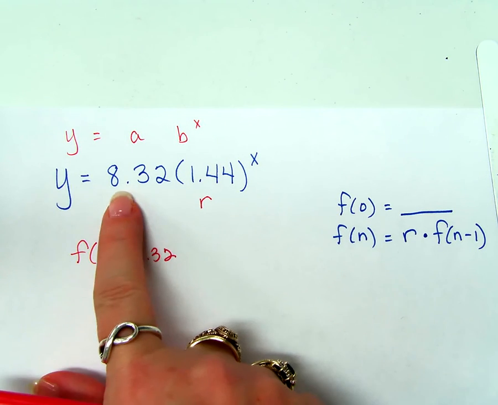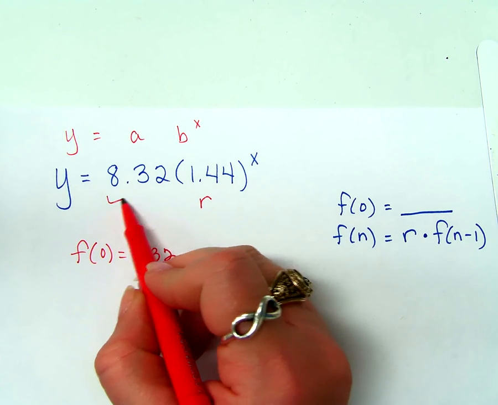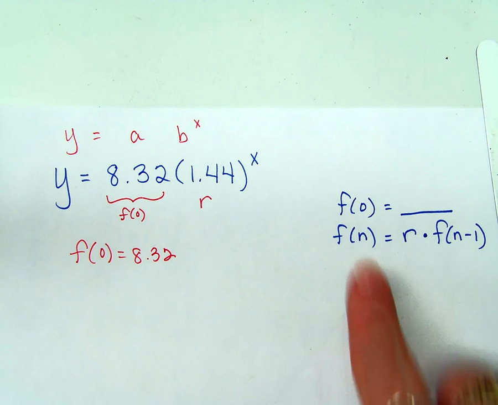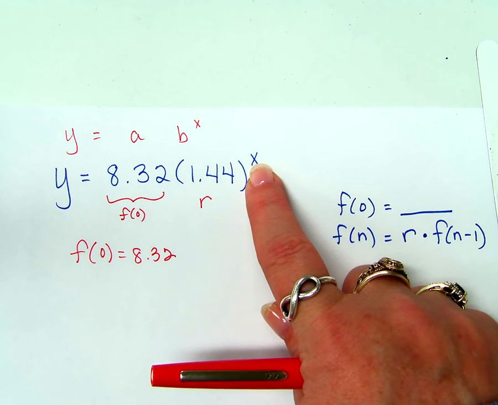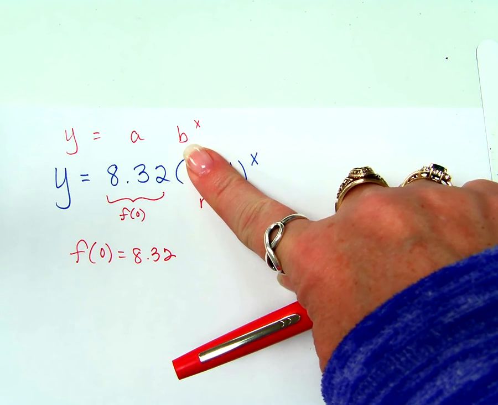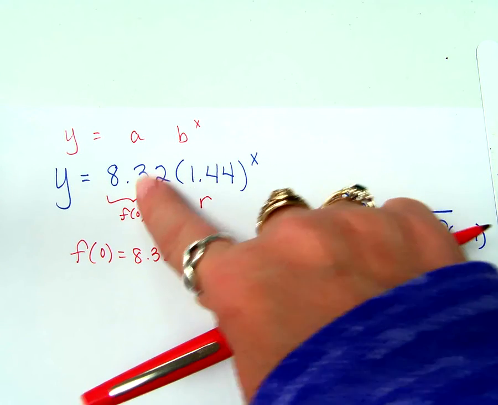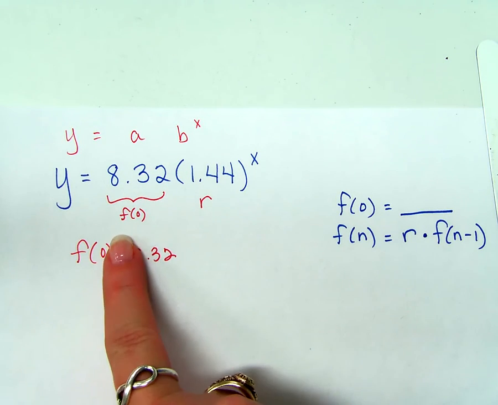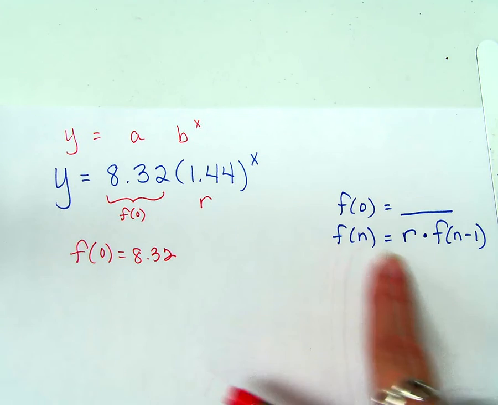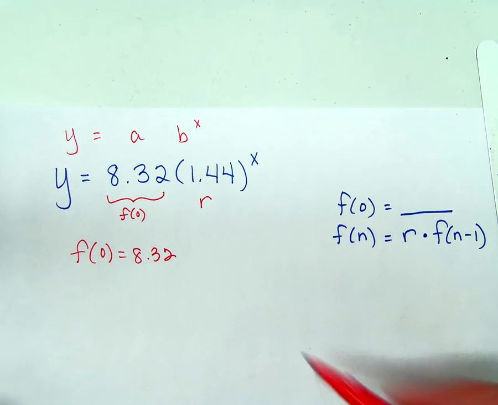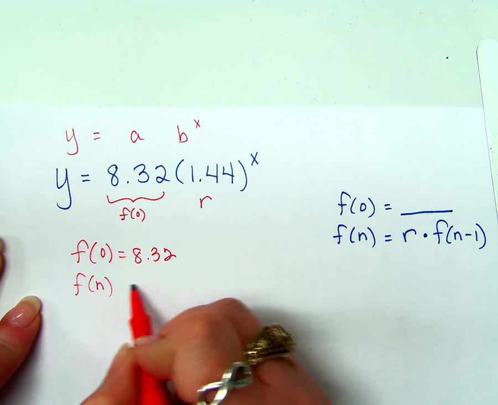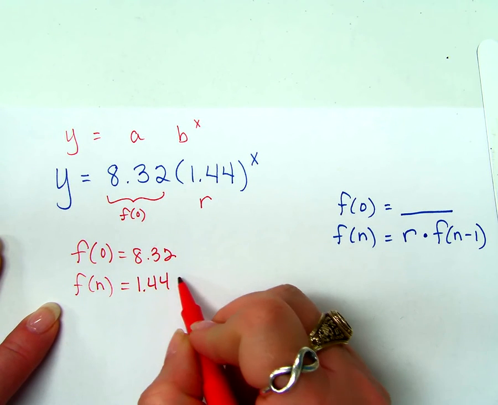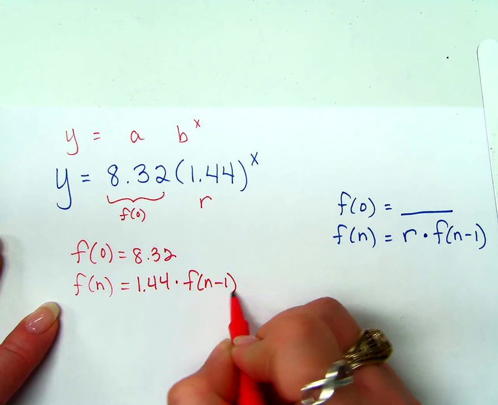Now, is that always going to be this particular term right here? Is that always going to be our f of 0? No. To find f of 0, I'm always going to put a 0 up here, which will always make this term 1. Will this always be our f of 0? Because will I always multiply that by 1? Yes, it will. So I have my f of 0, I have my r. Do I need anything else to fill this out? So all I have left to do is write f of n equals r times f of n minus 1. So in this case, it's 1.44 times f of n minus 1.